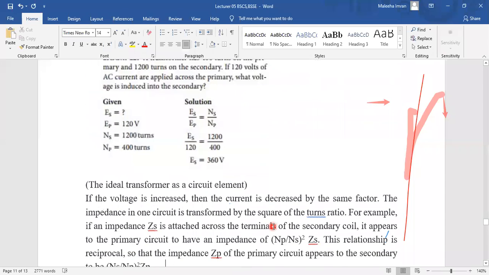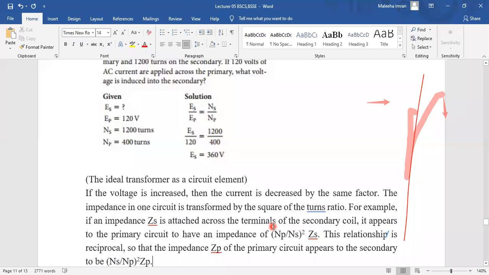In the case of the ideal transformer, what you have seen, if the voltage is increased, then the current is decreased by the same factor. अगर आप वोल्टेज को इंक्रीज करेंगे तो दूसरे कॉइल में आपका करंट उसी फैक्टर से डिक्रीज करेगा. The impedance in one circuit is transformed by the square of the turn ratio. लास्ट टाइम हमने impedance भी देखा कि impedance क्या है. Impedance, you can say that it is the total resistance of the circuit. That is called the impedance.